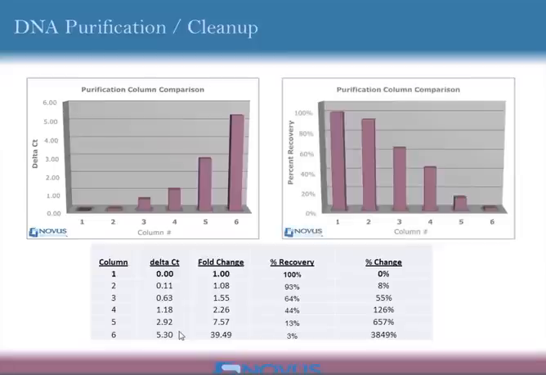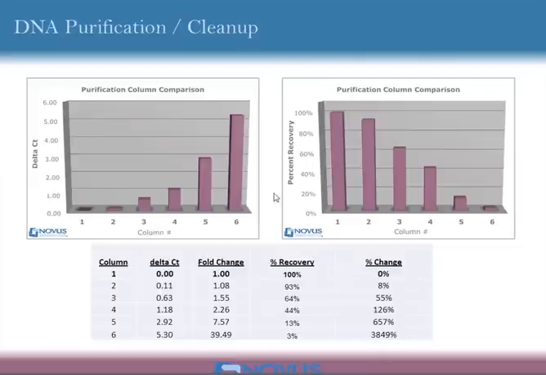So what this equates to when we look at actual recovery percentage is that if we normalize our best column at 100% here, we can see that column 2 here pulled down about 93% recovery compared to 1. Column 3 did about 64%, and then we start to see a pretty bad drop-off. Column 4 only recovered 44%, column 5 only 13%, and then the very worst, only 3% recovery compared to column 1, which is about a 4,000% change here.